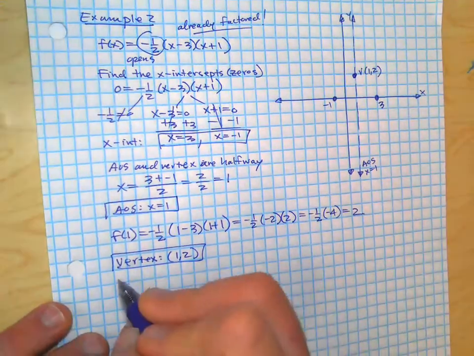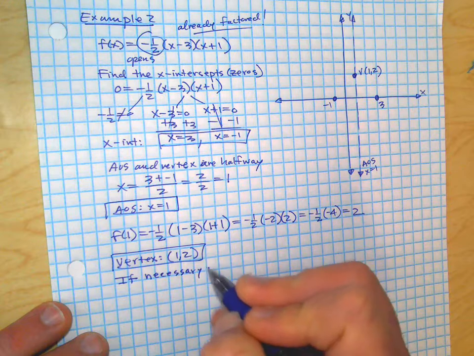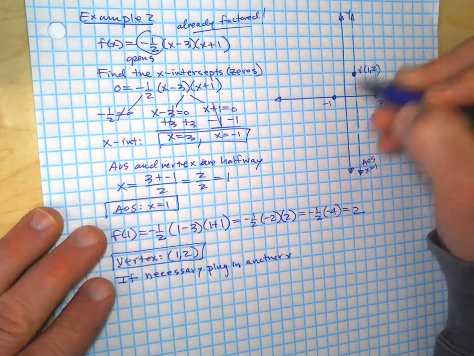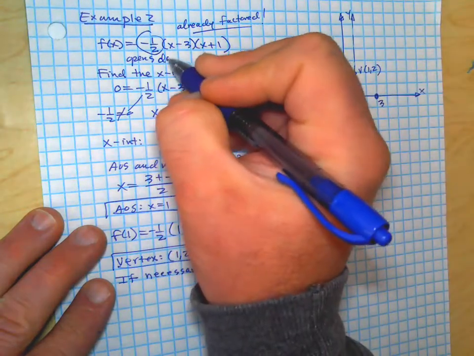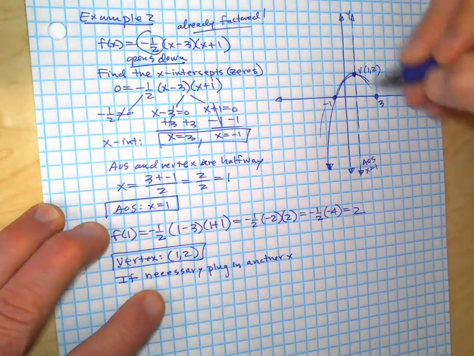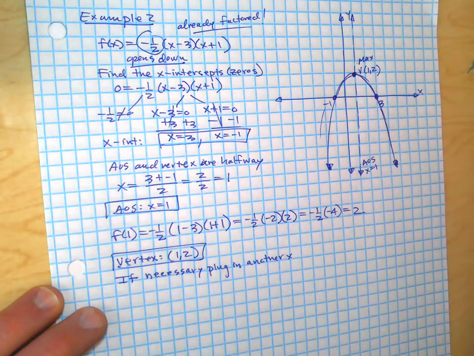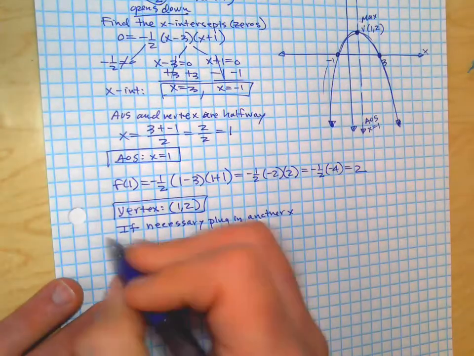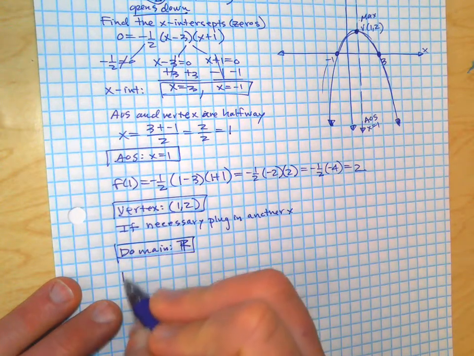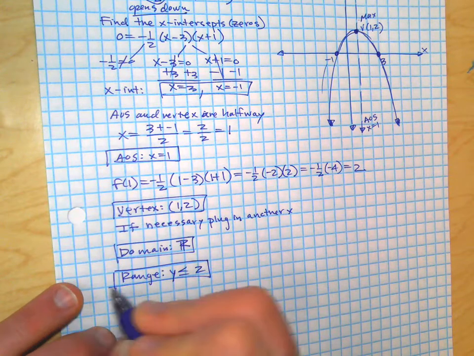Now, if necessary, we would plug in another x. But I think we can figure this out. First of all, if you just connect the dots, it should look like it's going down, which we know already. And it kind of looks a little shorter, fatter. This is a maximum as the highest point. Okay, so I skipped that part. Go into the domain, which is all reals. Range is all the y values. Well, they're all less than the max. They're less than or equal to 2. Maximum or minimum.